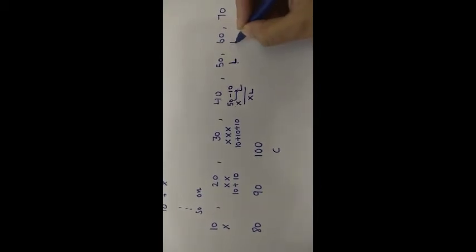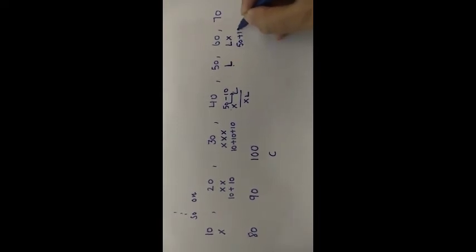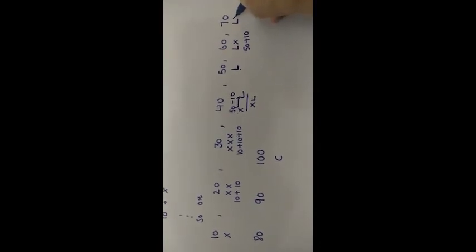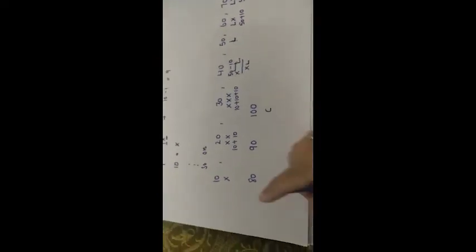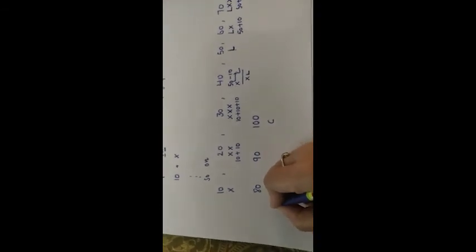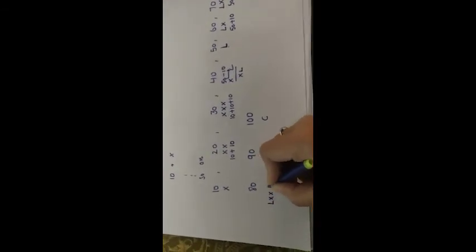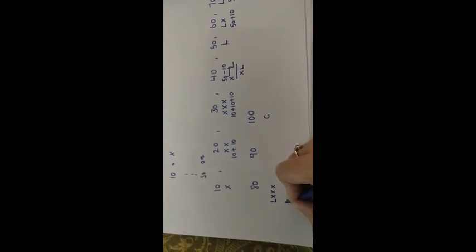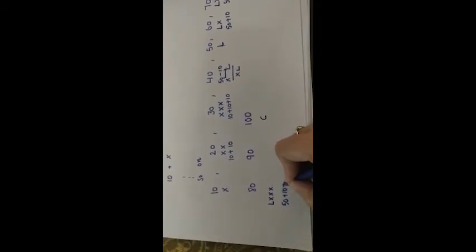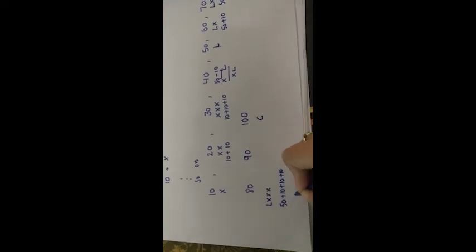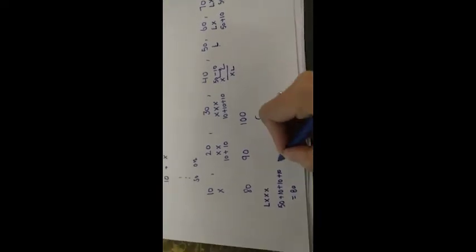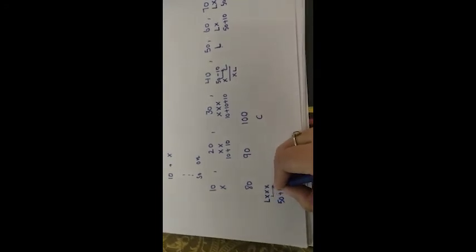We have 50, L. 60 is L X, that is 50 plus 10. Now we have 70. Similarly, L X X, that is 50 plus 10 plus 10. Similarly, we have 80: L X X X, that is 50 plus 10 plus 10 plus 10, which is equal to 80. Now again we know we cannot repeat a symbol more than 3 times.